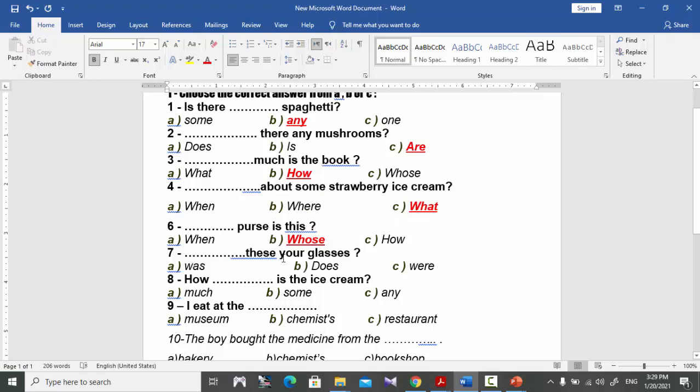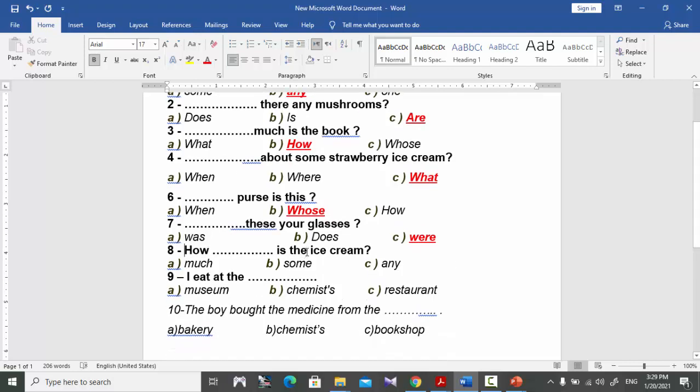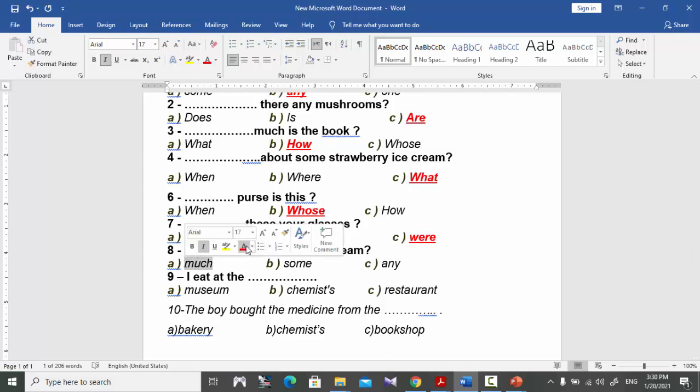Space these your glasses. Okay, here we have was, does, and where. These your glasses. Glasses are plural. So we have to use where these your glasses. Where these your glasses. Okay. Number 8. How space is the ice cream? We're asking about the price. How much? How much is the ice cream?